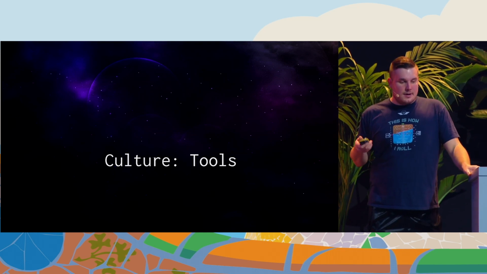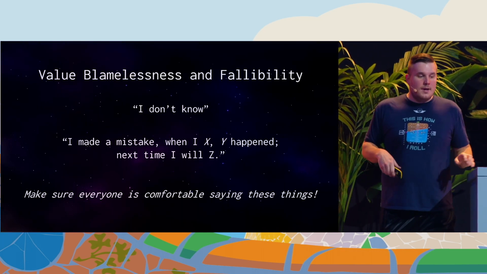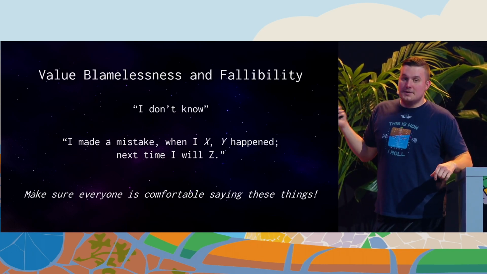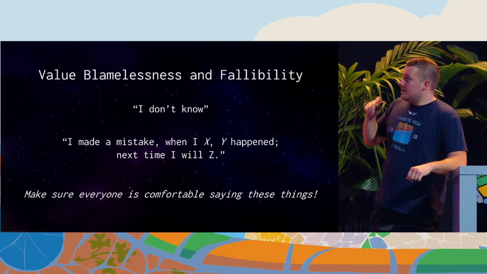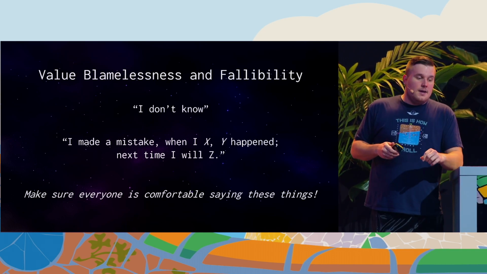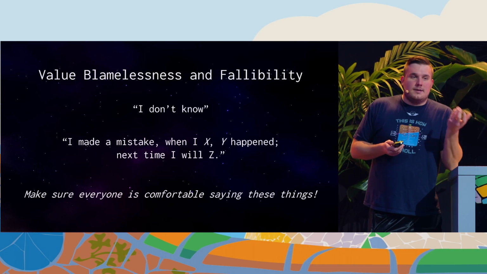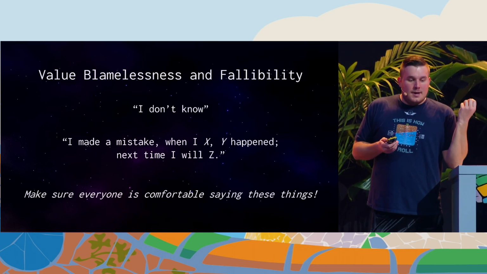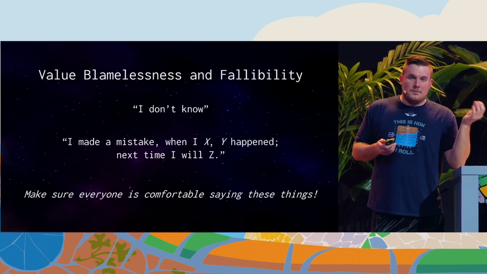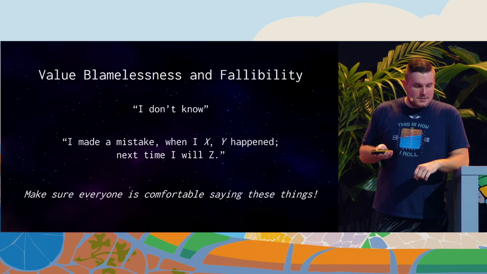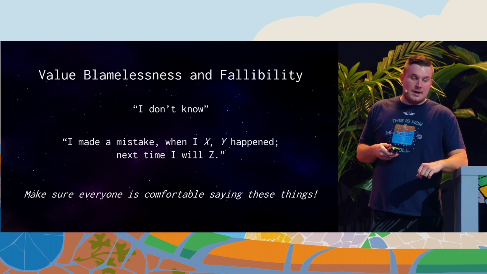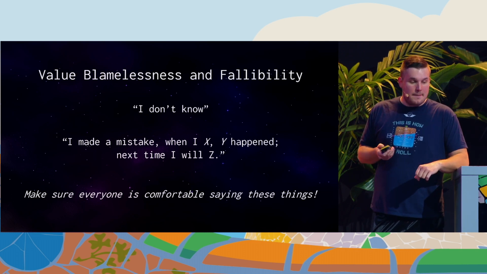Let's look at some things that can help with culture. So value blamelessness and fallibility. I'm kind of a broken record on this blamelessness thing. It really is the most important piece that I want you to take away. Also, you want to have a good culture of people admitting that they can be wrong, because overconfidence and certainty when it isn't warranted is a great way for security and safety disasters to happen. So you want to make sure everyone in your team is comfortable saying, I don't know, or, I made a mistake, things like that.